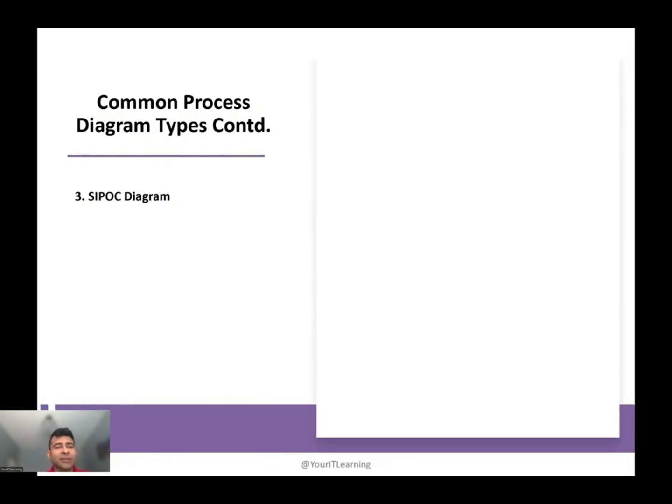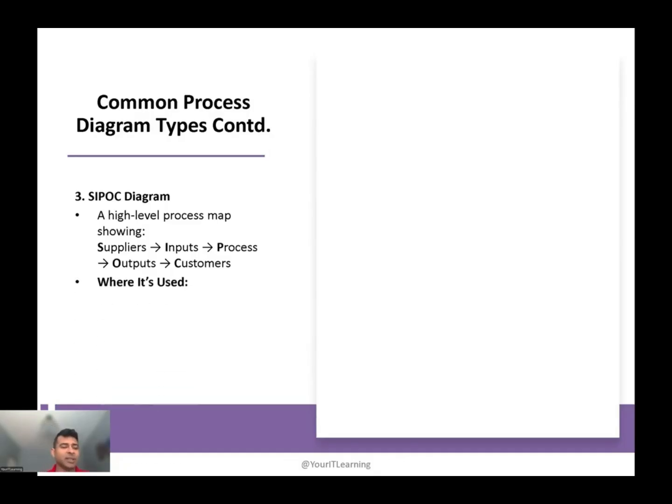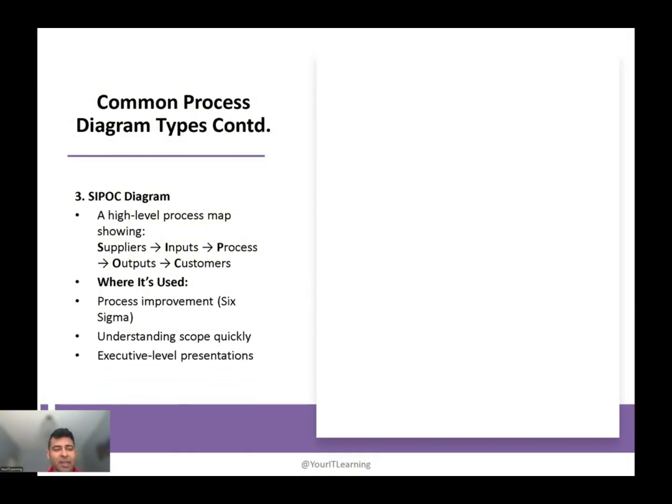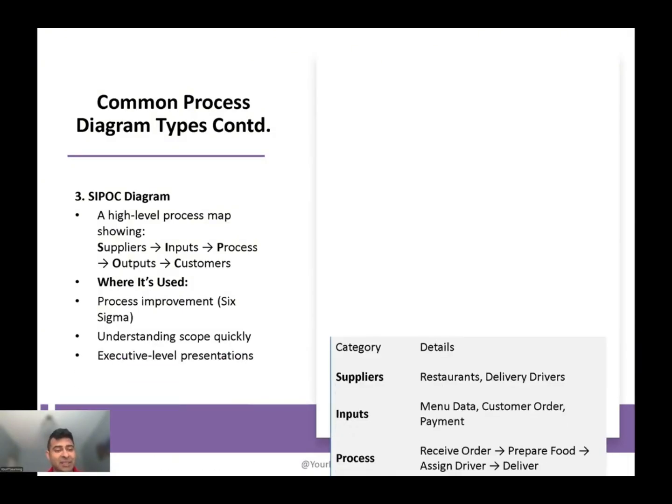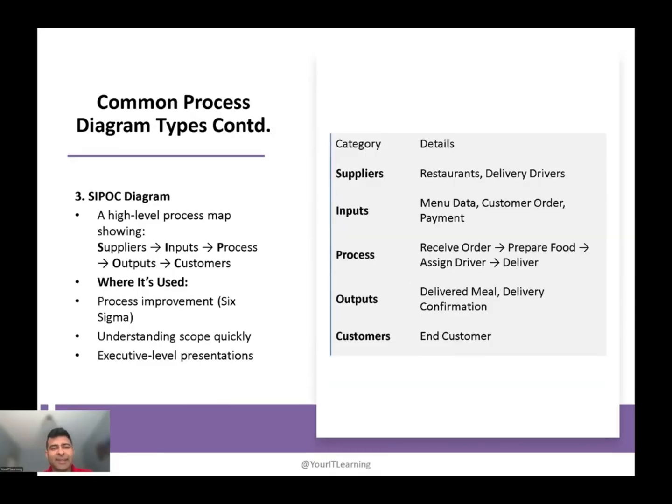The next commonly used process diagram is SIPOC, a high-level process map showing supplier, input, process, output, and customer. This is how the name SIPOC comes: S for supplier, I for inputs, P for process, O for outputs, and C for customer. Where it's used: process improvement, Six Sigma, understanding scope quickly, executive-level presentation. And this is the example.